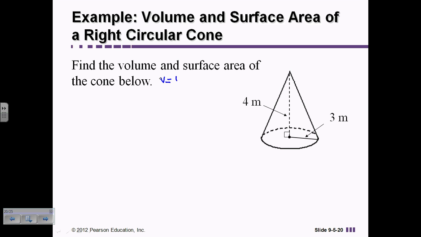So volume equals 1/3 pi r squared h. Notice that the formula is the exact same formula as the cylinder formula, except it has the 1/3 in front. So that tells you that the volume of a cone is 1/3 the volume of a cylinder. If we continue on with that formula, we're going to get 12 pi, which is approximately equal to 37.68 meters cubed.